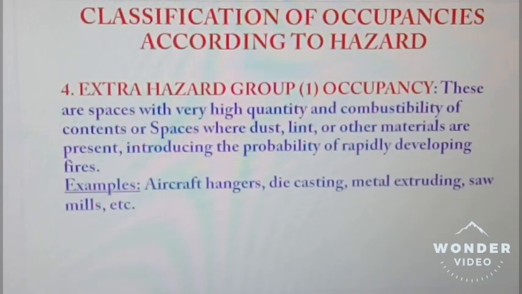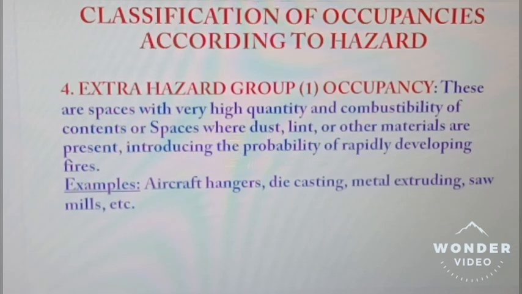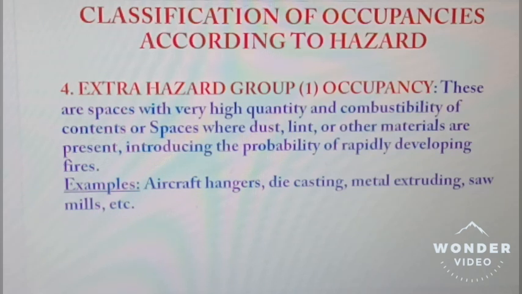4. Extra hazard group 1 occupancy. These are spaces with very high quantity and combustibility of content, or spaces where dust, lint, or other materials are present, introducing the probability of rapidly developing fires. Example: aircraft hangars, die casting, metal extruding, sawmills, etc.